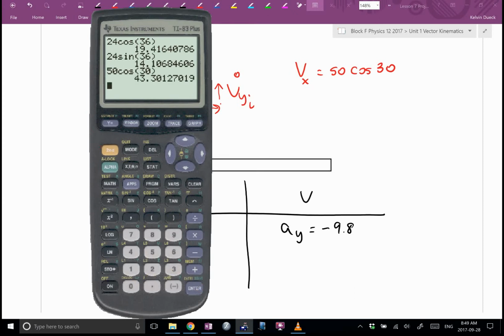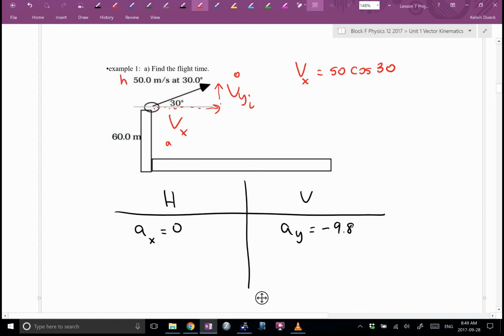Did they specifically ask for this, or am I using this to find something else? I'm using this to find something else. I'll carry extra sig figs. Now, you can write it up there. Typically, once I have it on my calculator, I just drop it into my T-table. I'm going to go 43.301. Vx equals 43.301. You can put units or not. I'm often sloppy with units in my notation. I'm fussy with units at the very end, right? So it's up to you.